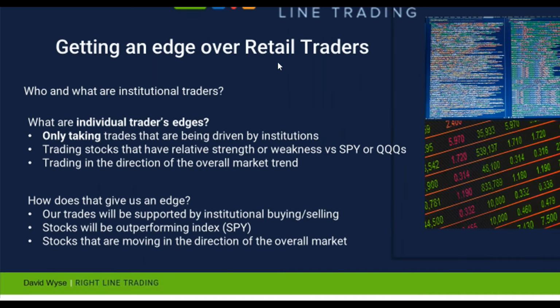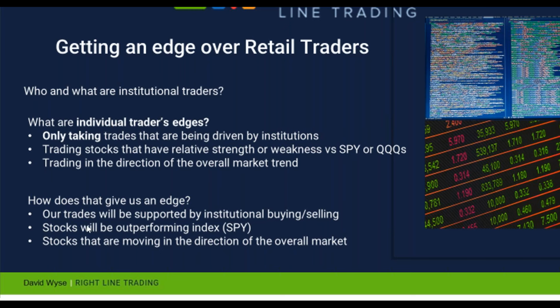All right, and this is how we get an edge over retail traders. We only take trades that are being driven by the institutions. I keep coming back to this. We're going to trade with the institutions. We trade stocks that have relative strength or relative weakness versus the SPYs or the Qs, and we trade in the direction of the overall market. If you do these three things, you're going to be miles ahead of 95 or 96% of all the retail traders out there. This will turn your trading around if you're able to follow this.